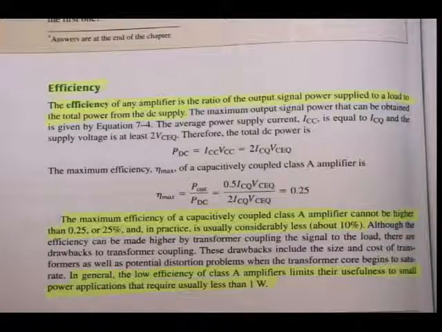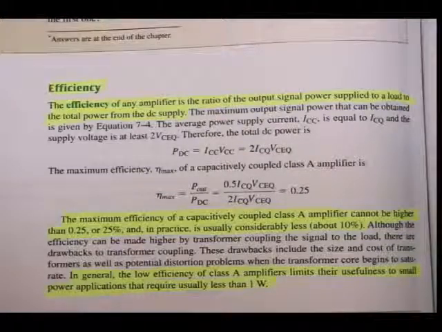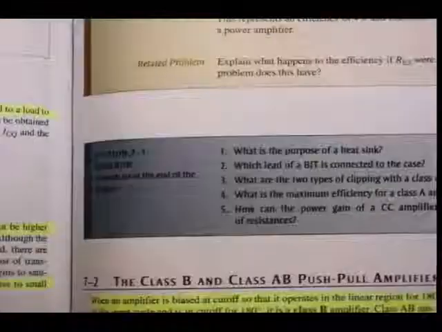In general, the low efficiency of a class A amplifier limits their usefulness to small power amplifications that require usually less than 1 watt. Please underline those sentences. Alright, that concludes the class A amplifier. Let's have a look at the class B amplifier.